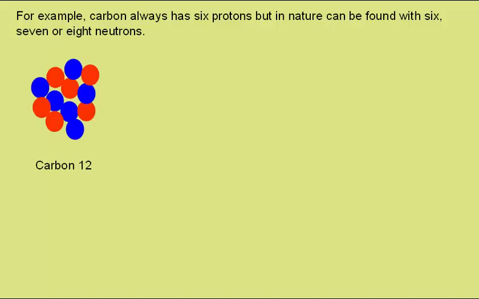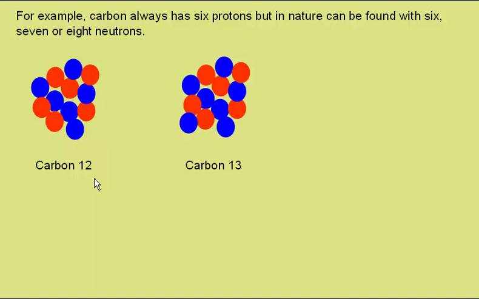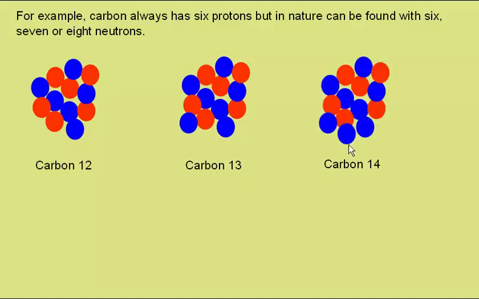So here we have carbon with 6 protons and 6 neutrons. So it has 12 nucleons, making it carbon 12. Here we have carbon 13, again 6 protons, but now 7 neutrons, so 13 nucleons altogether. This is carbon 13. And again 6 protons, and now 8 neutrons, giving 14 nucleons, so this is carbon 14.